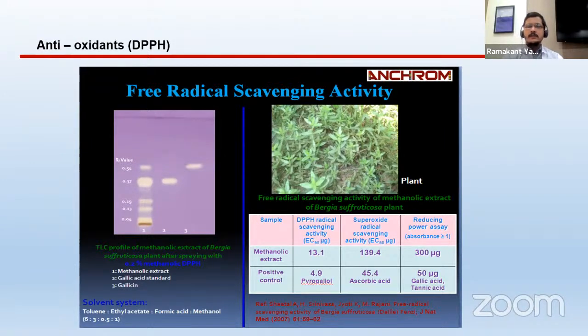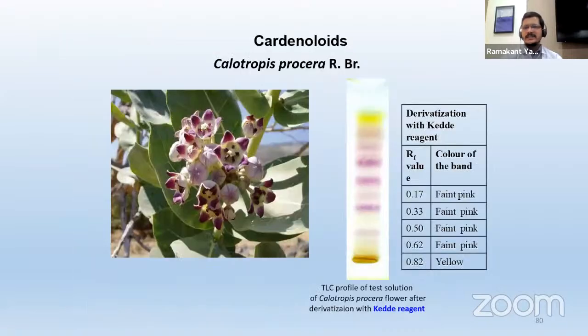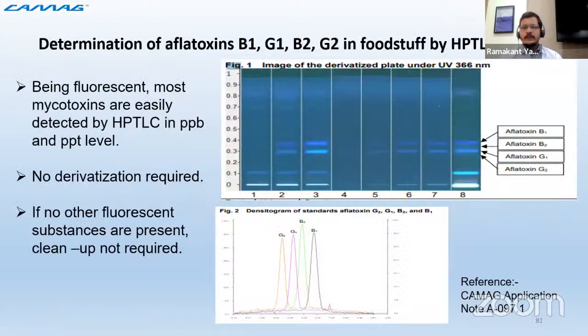If we are doing it by using a UV visible spectrophotometer, we can generate the total percentage of antioxidant compounds. But here we can separate all the different components which are responsible for antioxidant properties on the HPTLC plate. So it is a more rigorous, very fast and rapid technique for antioxidant compound detection. Then cardenolides, one alkaloid present in Calotropis procera, we can easily detect. Then up to picogram level of sensitivity, there are applications in food also.